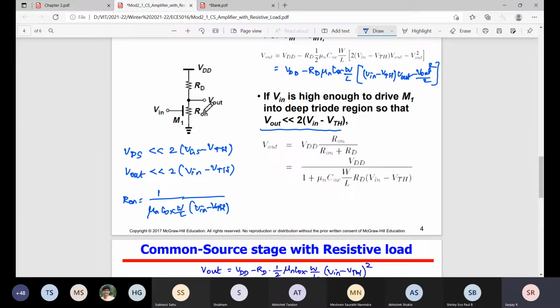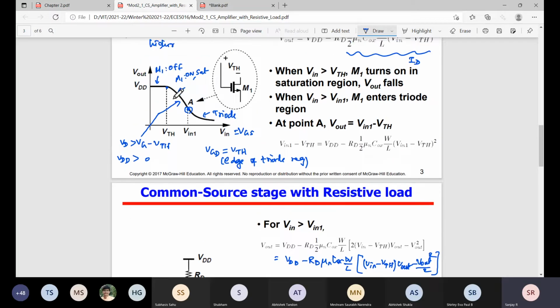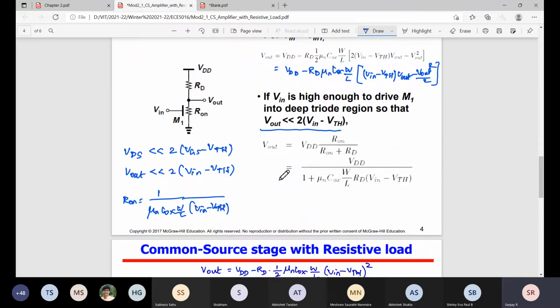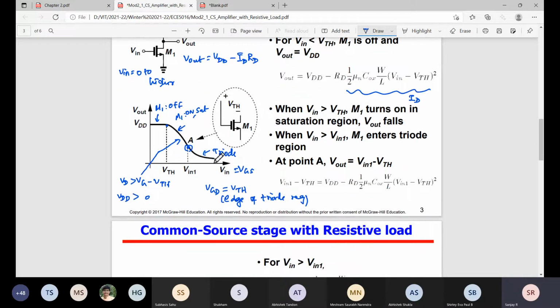So what is Vout now? Vout equals VDD into Rn divided by Rn plus RD. This is the logical model. Don't worry about this expression, because we are only interested in the saturation region, not in the operating triode region, but approximately we can think like that. Finally you can see that the curve will become almost constant.